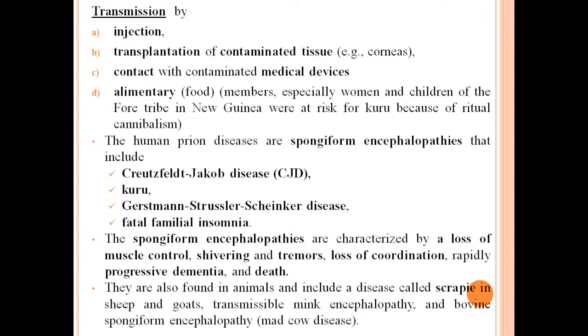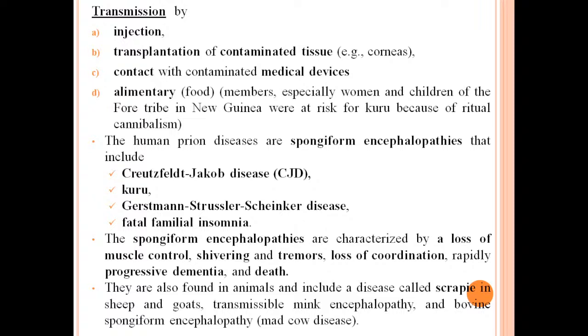For example, firstly, it was detected in members of a tribe in New Guinea. Members, especially women and children, of the Fore tribe in New Guinea were at risk for Kuru because of ritual cannibalism. Cannibalism is when people eat each other.